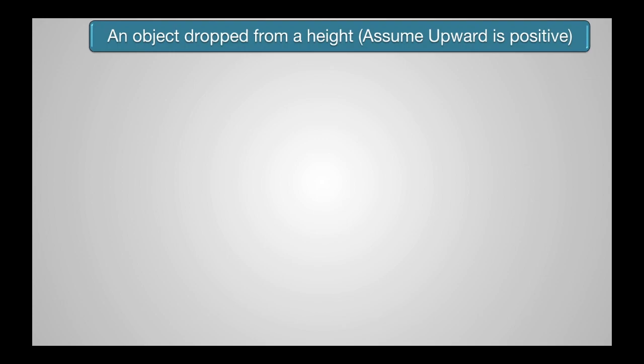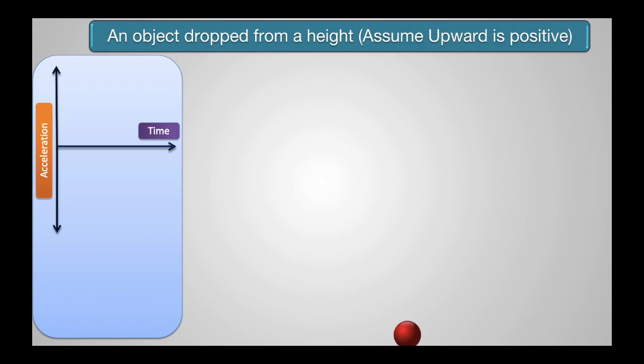This is the next graph we are going to discuss. An object is dropped from a height. First of all, I'm going to plot the acceleration time graph. Acceleration depends on the force. If the force is downwards, acceleration should be downwards. The weight is acting downwards, which means the acceleration also will be downward.